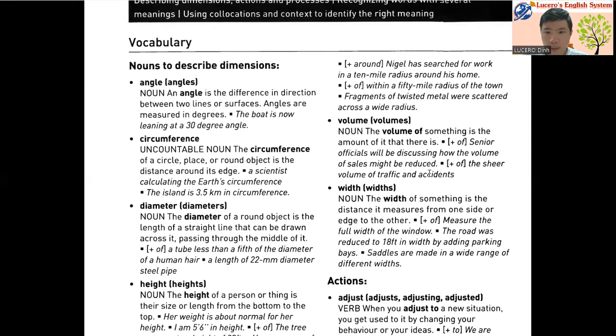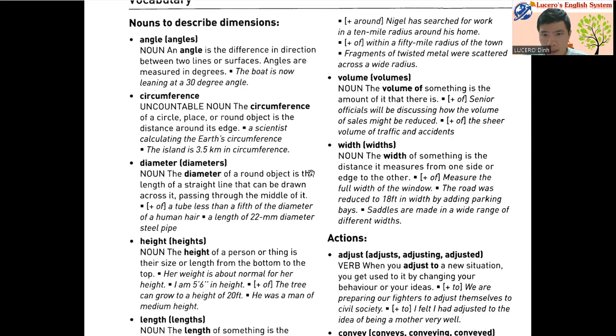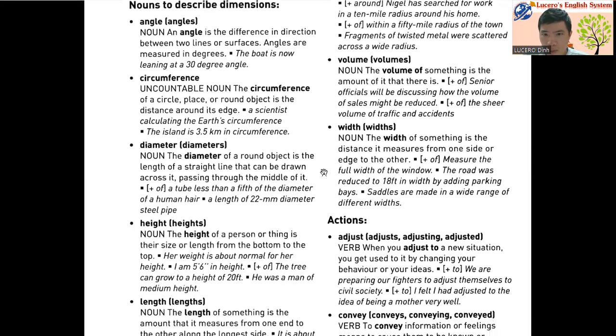And the next word is number eight, width. The width of something is the distance it measures from one side or edge to the other. So, measure the full width of the windows. Or, the road was reduced to 15 feet in width by adding parking bays. And the last example is a range of different widths.